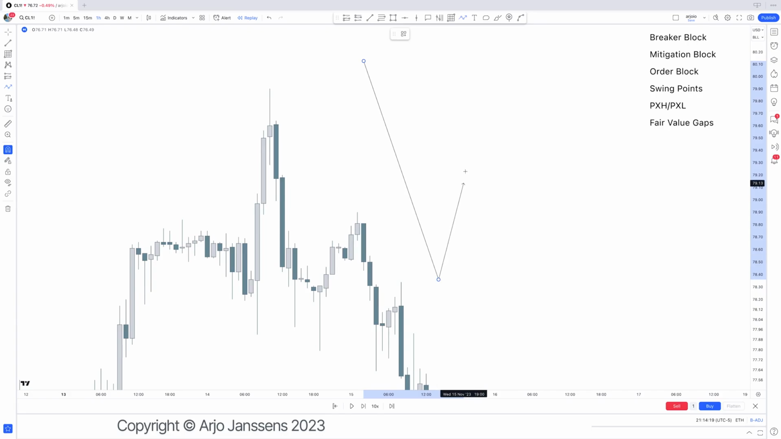We need to retrace back into those imbalances, which are the fair value gaps, to offer a fair value to bullish market participants, to give them the opportunity to get involved. That is very important to understand.